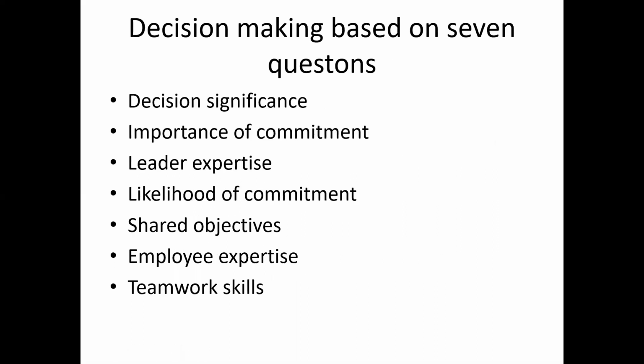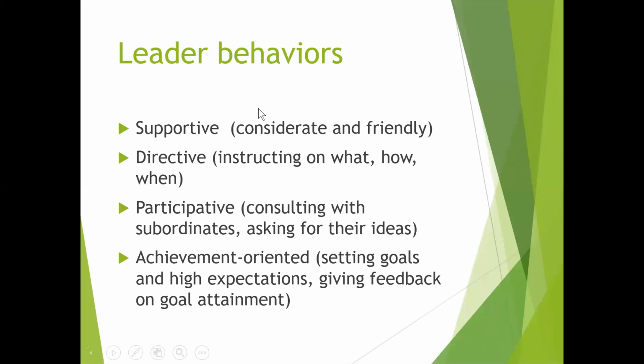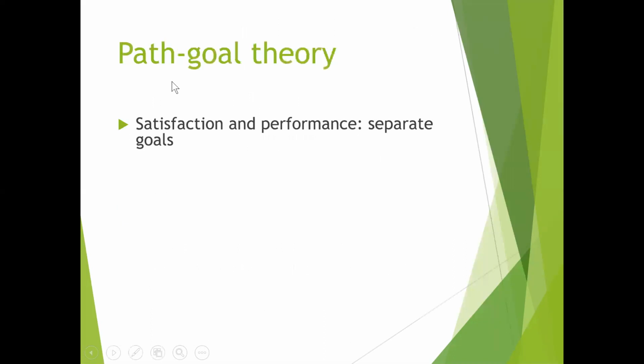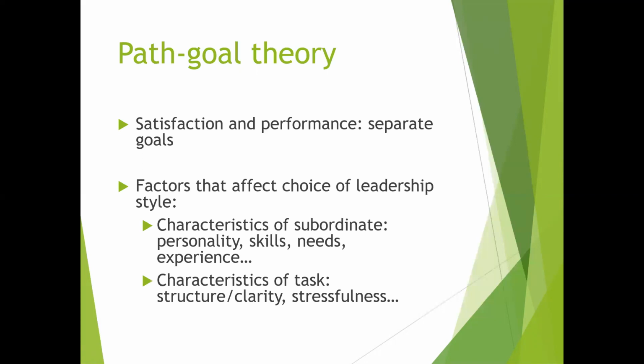So when you're going to make a decision, how the leader makes it is based on a number of areas like this: decision significance, importance of the commitment, likelihood of the commitment. These are factors to take into account. Just like when you were doing the day-long assessment, the leadership style you adopted was based on certain factors in the follower. So remember, in the leadership day, you talked about supportive, directive, participative, and it was all based on characteristics of the subordinate, or what the subordinate had to do.